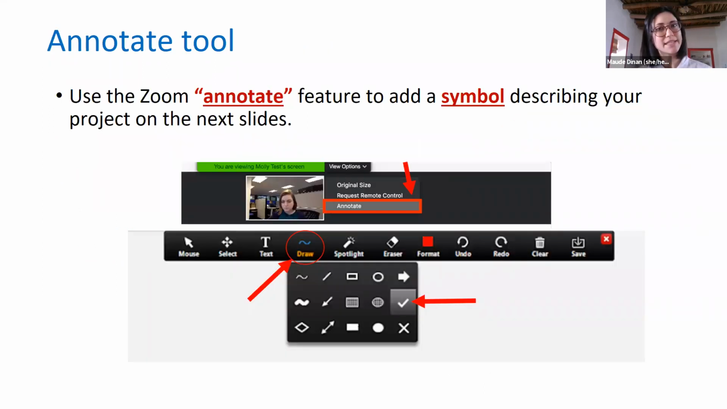So we're going to be using the Annotate tool again. This is what we used that first week when we had the map up. What you'll do is you have a view options drop down, usually at the top of your screen, and you'll click on the Annotate box. That's going to give you a toolbar where you'll click on draw, and you can pick the specific symbol you want to use to cast your vote. So go ahead and pull that up for me and see if you can practice on this screen.